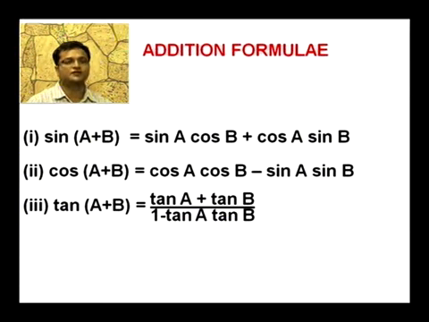Here are three addition formulae. First is sine of A plus B, that is equal to sine A cos B plus cos A sin B. And the second addition formula is for cos A plus B, that is equal to cos A cos B minus sin A sin B. And the third formula is tangent of A plus B, that is equal to tangent A plus tangent B upon 1 minus tangent A tangent B.